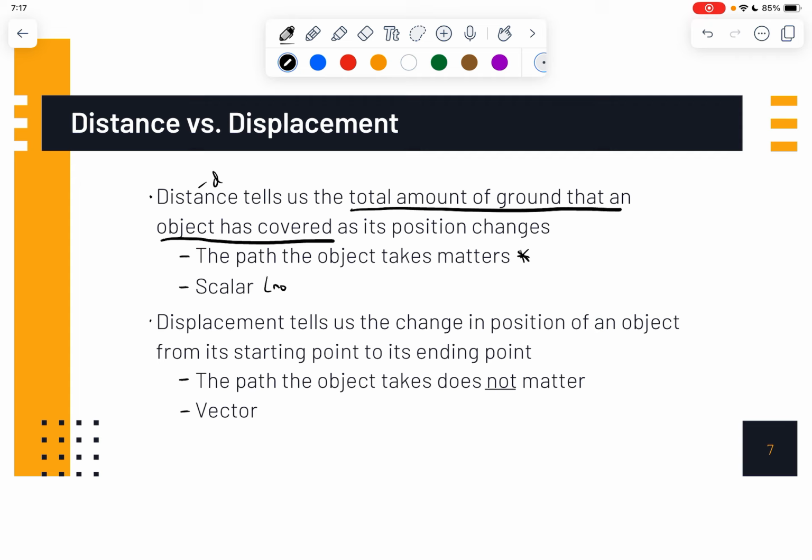So typically we have no direction involved in measuring our distance. We don't care where we're traveling. All we care about is that we're actually moving and covering some amount of ground.